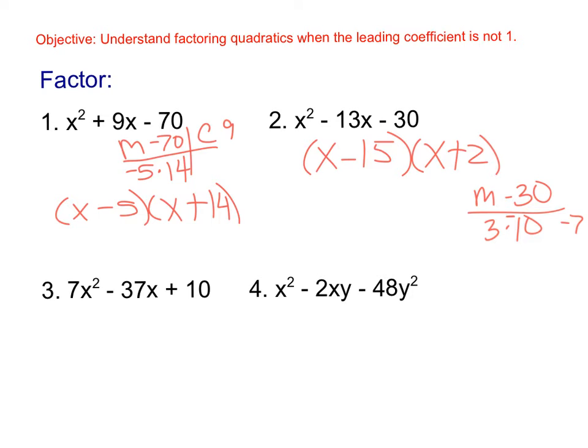I'm going to skip to number 4 next. So this is the exact same thing as 1 and 2, but there's just a y squared in it. So x, y, x, y. So we're multiplying to negative 48, combining to negative 2. So that's 6 and 8, with the 8 being negative. So x plus 6y, x minus 8y.